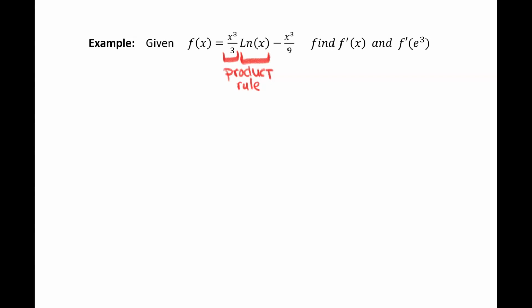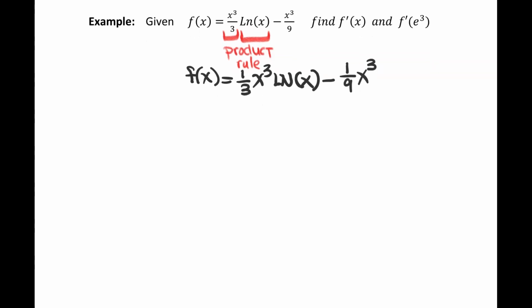Now, before I do that, let me rewrite this function. I think sometimes it's more helpful. That x cubed over 3 can throw people off. I'm going to just write it as 1/3 x cubed times natural log of x minus, and x cubed over 9, I'm going to write that as 1/9 x cubed. So just rewriting it in a form that I think will be a little easier for us to work with.